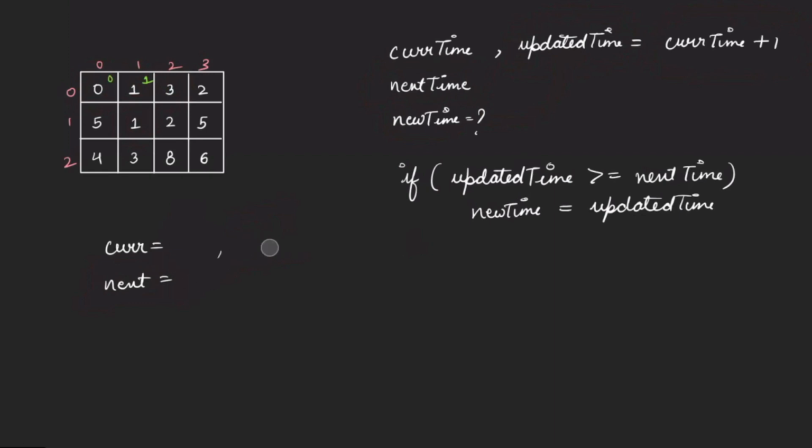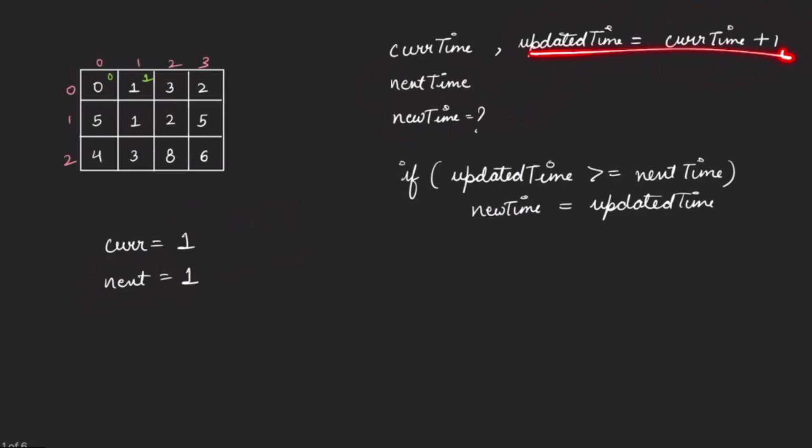Now in this case, our current time is 1, and what is the value in the next cell? What is the next time? That is also 1, right? Now we are calculating updated time, which is current time plus 1. So the updated time will become equal to 2, right? So now you will again check, is the updated time, that is 2, greater than or equal to next time, which is 1? Yes, it is. So my new time will become equal to 2, right? So for this particular cell, my new time is going to be 2, right?